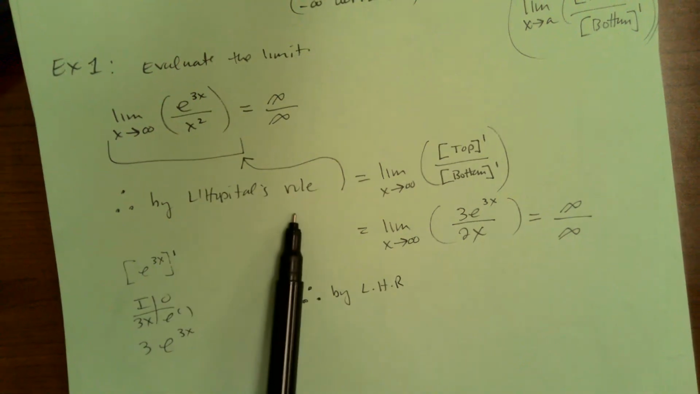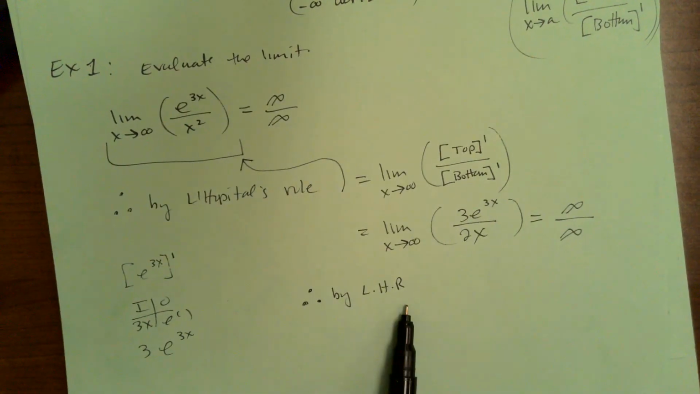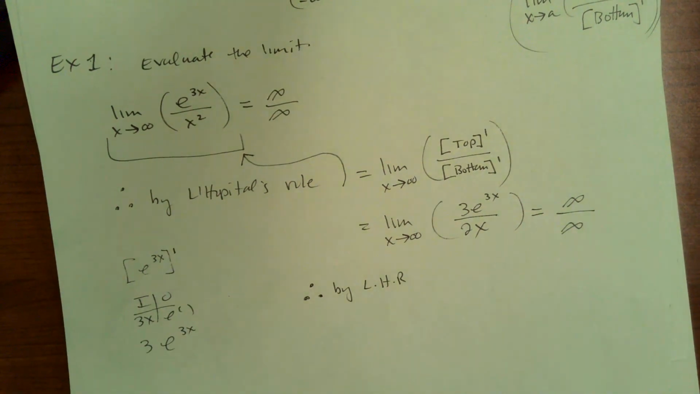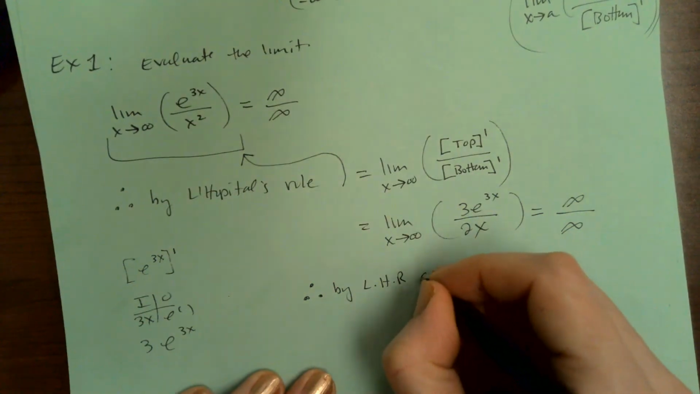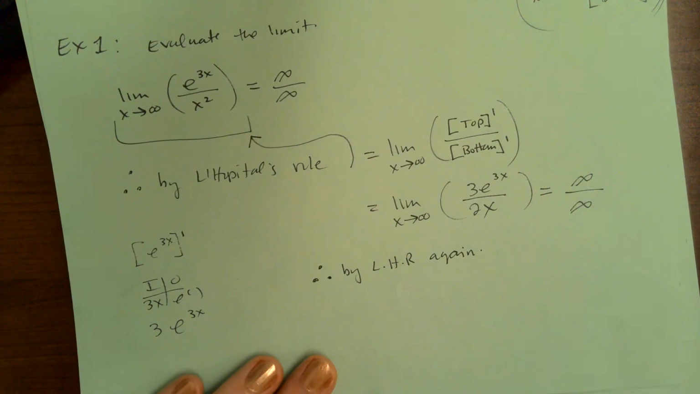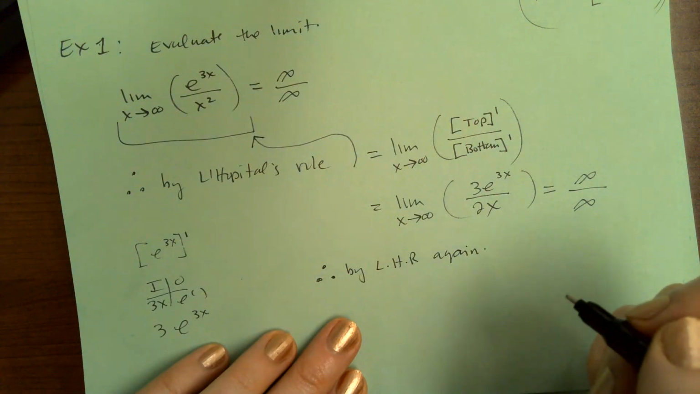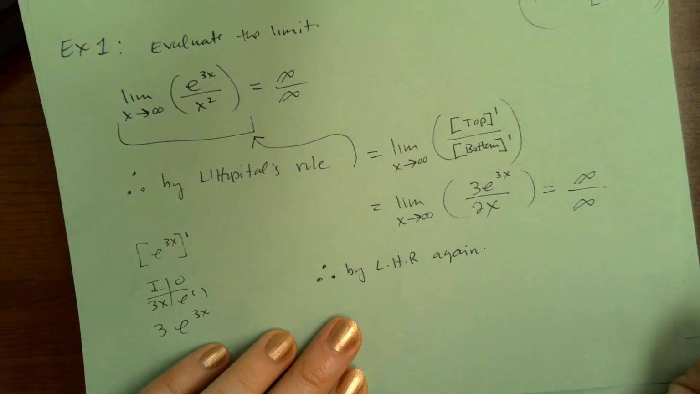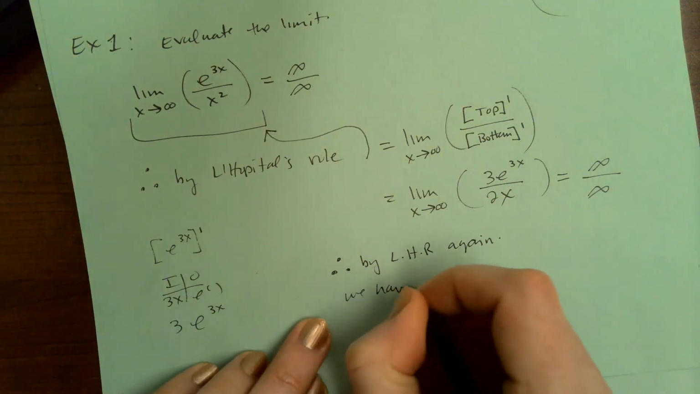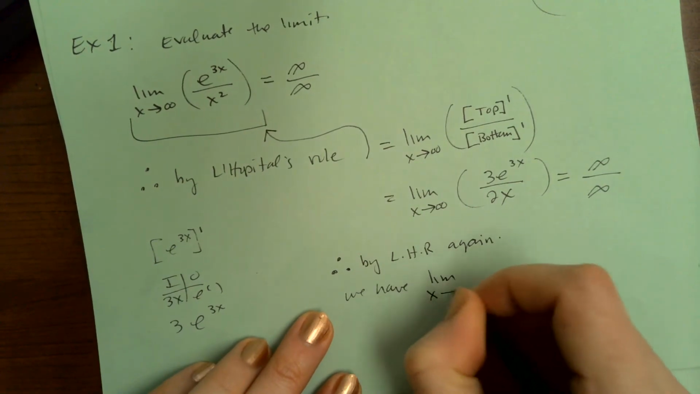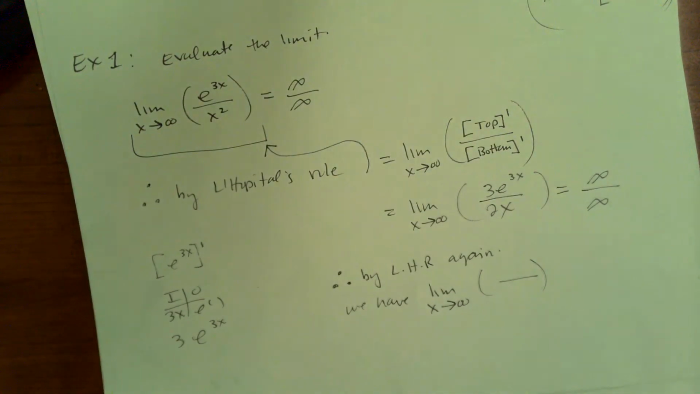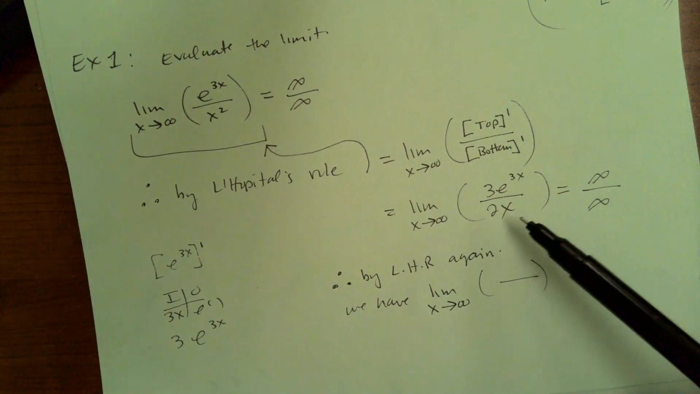But if you've already written out the words and then you abbreviate, your reader is going to understand that this means L'Hopital's rule. Okay, so therefore by L'Hopital's rule again, I'll say we have the limit as x approaches infinity. All right, so I'm going to do the derivative of the top over the derivative of the bottom.